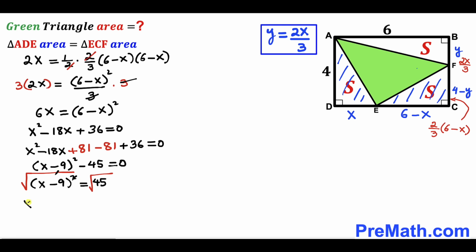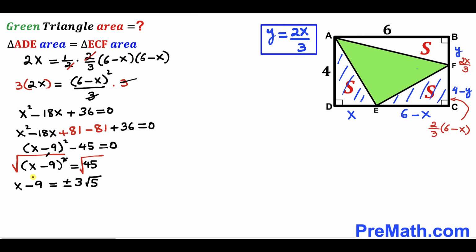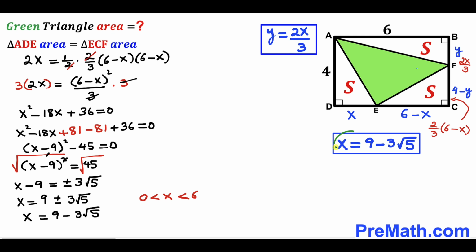So we ended up with x minus 9 on the left hand side equal to positive or negative. And this square root of 9 times 5 could be written as 3 times square root of 5 on the right hand side. And now I'm going to move this negative 9 to the other side. And bear in mind that x must be between 0 and 6. And here we got two signs, positive and negative. So therefore the only feasible sign gives x equals 9 minus 3 times square root of 5. So thus our x value turns out to be 9 minus 3 times square root of 5 units.